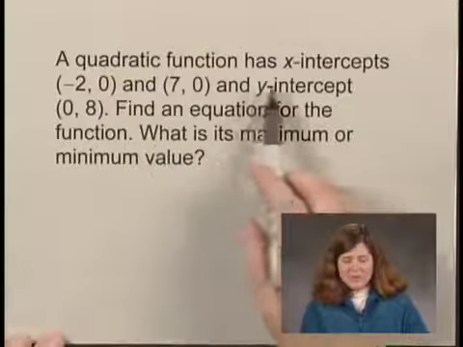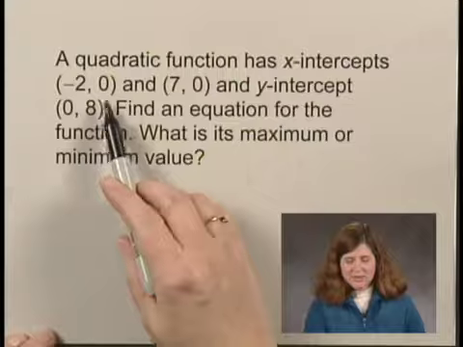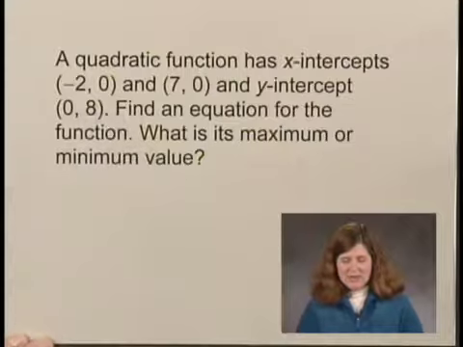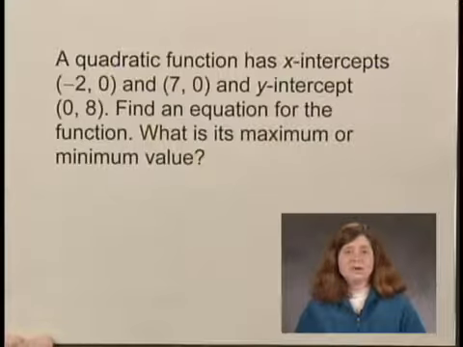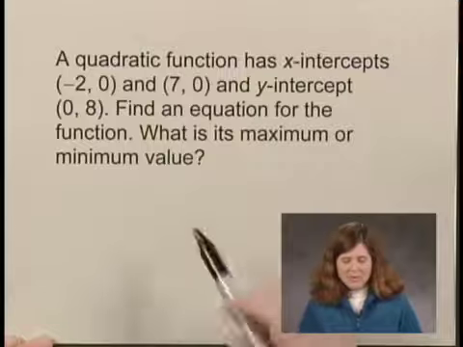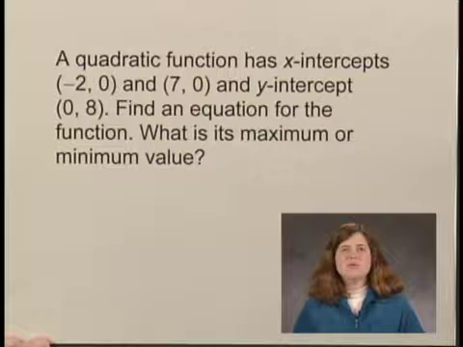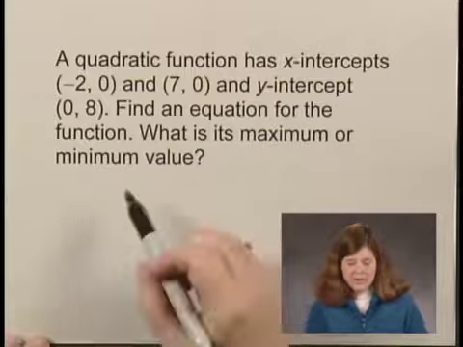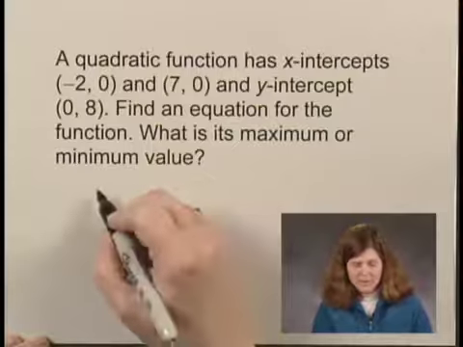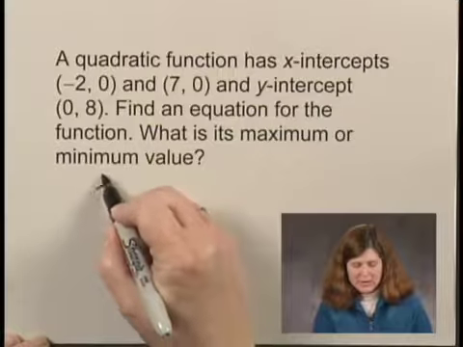We're going to be finding a quadratic function given 3 points that are part of the function. We're told that the quadratic function has x-intercepts (-2, 0) and (7, 0), and a y-intercept of (0, 8). We're first of all asked to find an equation for the function and then to find its maximum or minimum value.